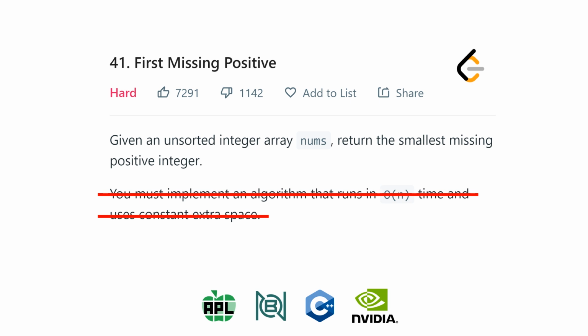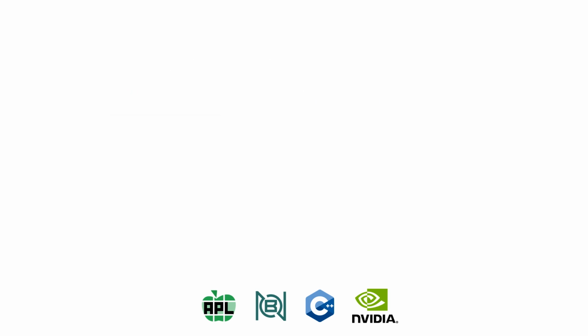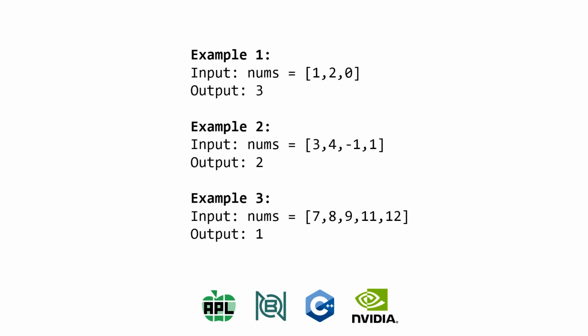Asher, in his solution, uses a sort primitive, and that's what we're going to do in our solution as well. So let's take a look at a couple examples. Here are the 3 examples that LeetCode provides us with. The first one is 1, 2, 0, and the answer is 3. The second example is 3, 4, -1, and 1, and the answer is 2. And the third example is the numbers 7, 8, 9, 11, and 12, and the answer is 1.